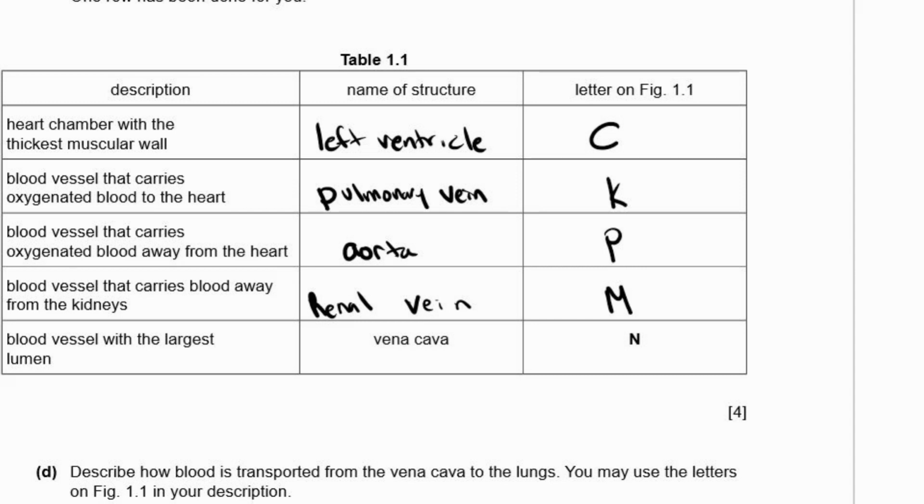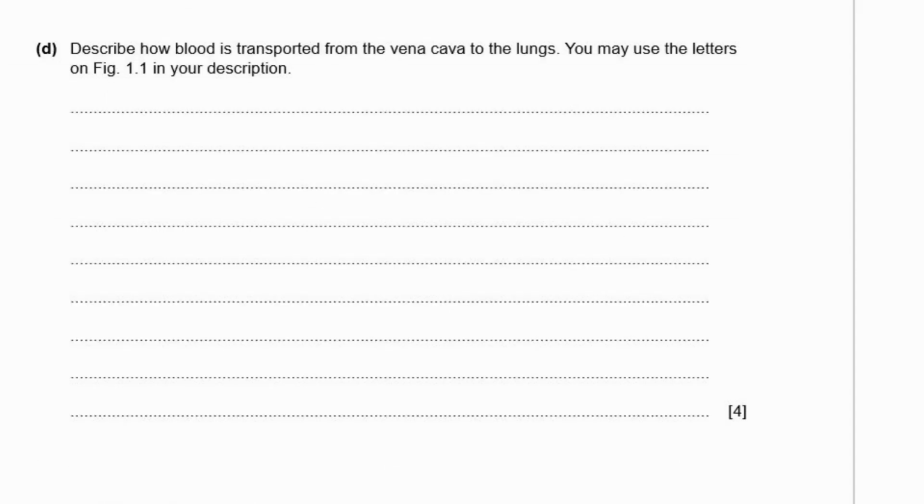All right, that's it. D, describe how blood is transported from the vena cava to the lungs. You may use the letters on figure 1.1 in your description. You don't have to use the letters in figure 1.1. I would actually say in this particular question, it'd be better to write in the structure, because if you say what it is and then you use the wrong letter, well, you'll get it wrong.